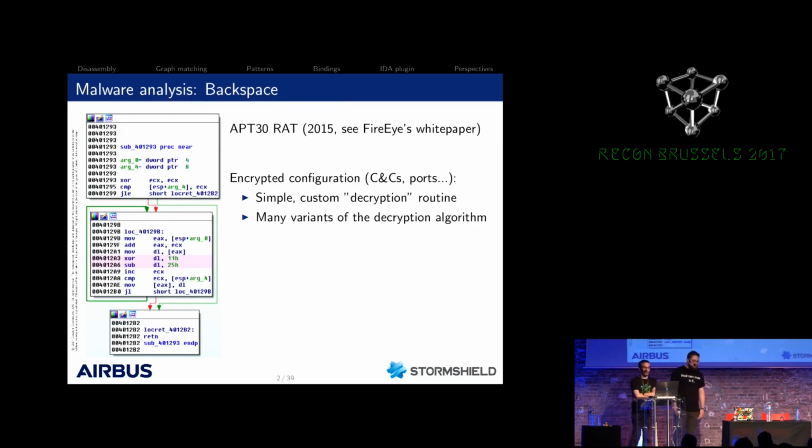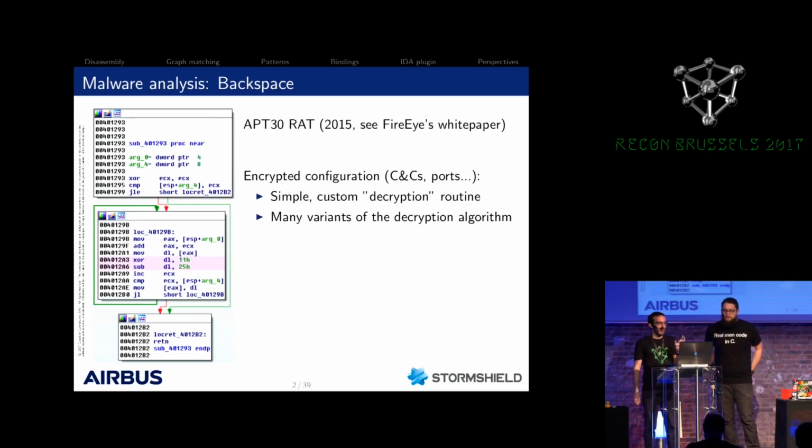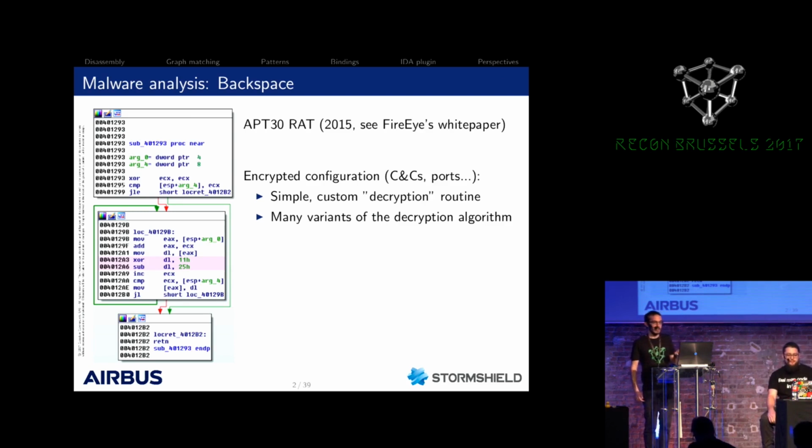So through our presentation, we will talk about a malware sample, which is Backspace. Actually, that's more like a malware family. It was first seen in 2015, and it's a RAT. What we find in Backspace is small decryption functions that will decrypt encrypted configuration variables, such as CNCs, ports, or registry entries.